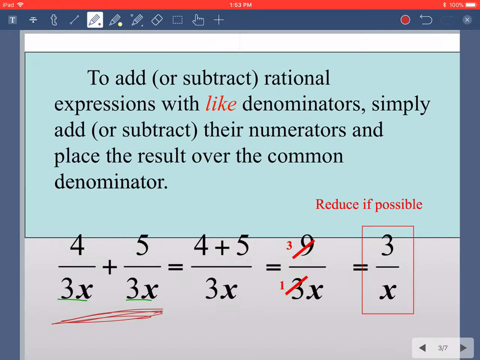as our final answer. And if we also wanted to state our excluded values, we can say that x cannot equal 0. Because if we plug in 0 right there, then we'll divide by 0, and that's not allowed. That is undefined.